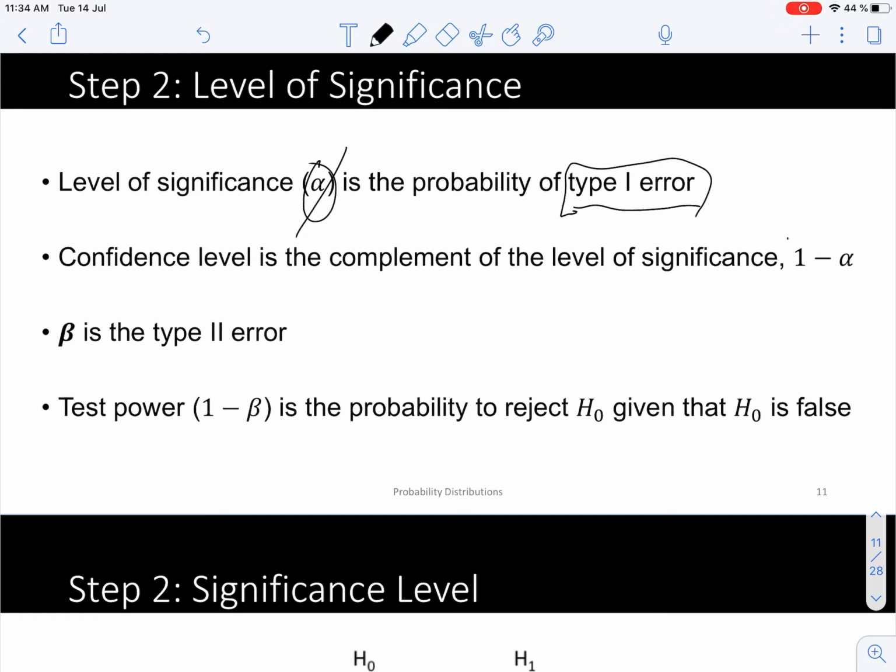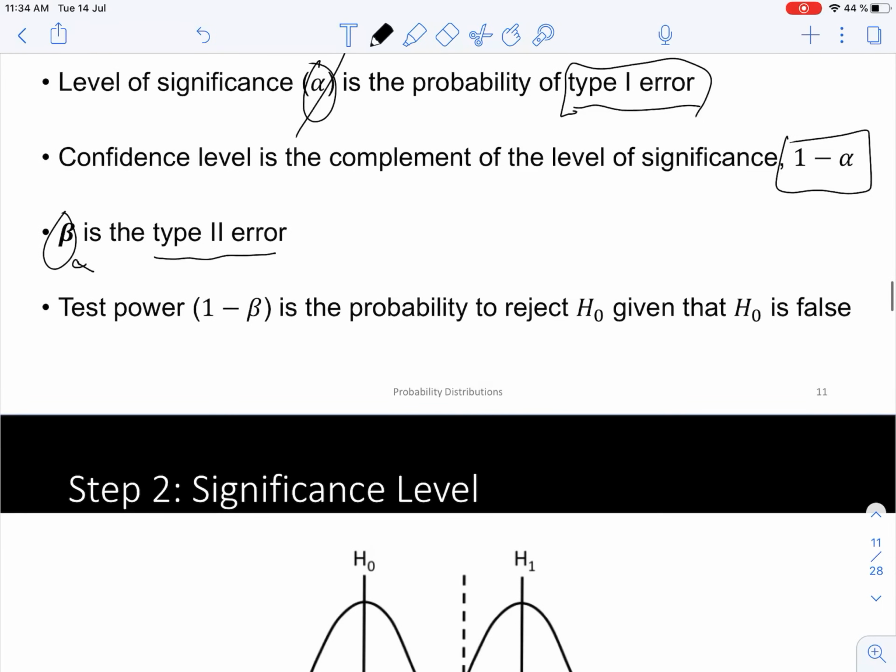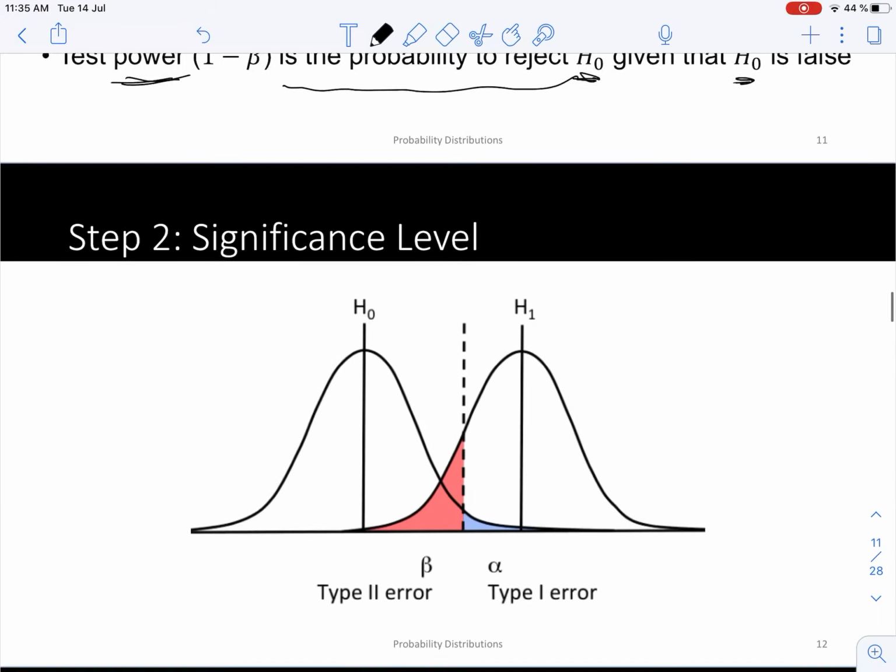The confidence level is the complement, 1 minus alpha. Beta is how we call the type 2 error. So remember, type 2 error is when we don't reject the null hypothesis, even though it's false. And the complement of beta is what we call the power of the test. So it is the probability to reject the null hypothesis given that the null hypothesis is false. So that's when you identify that the null hypothesis is not true.